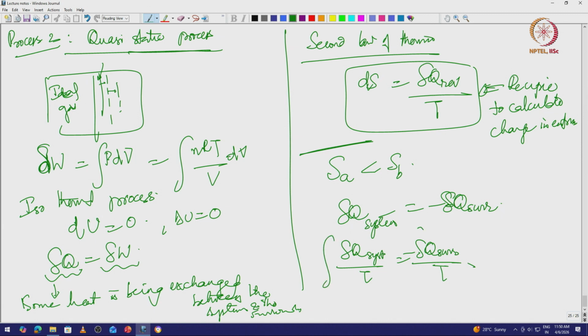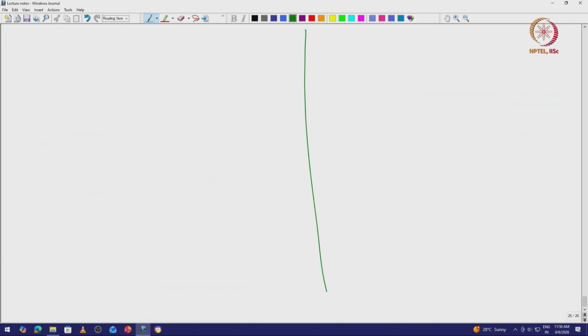I can integrate this and I get that the change in entropy of the system, which is equal to SB minus SA, is equal to minus the change in entropy of the surrounding. So, whatever is the change in entropy of the system, the opposite is the change in entropy of the surrounding, right. So, in this quasi static process.